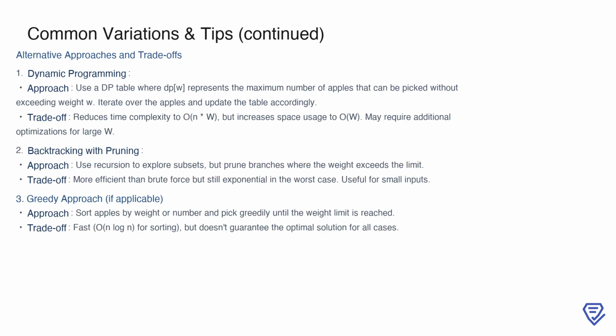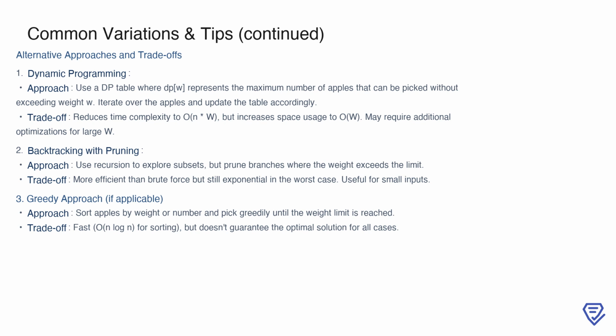To solve this problem, you can consider alternative approaches, each with its own trade-offs. Dynamic programming is a powerful option where you use a DP table, with dp[w] representing the maximum number of apples that can be picked without exceeding weight w. This approach significantly reduces the time complexity to n*w, but it does come at the cost of increased space usage, which is w. For cases with large weight limits, additional optimizations may be necessary.